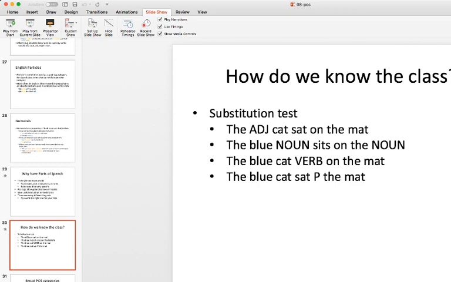And so you have to define the criteria differently, but in languages generally you can define things about the position of a word relative to other words. And you can define sort of substitution tests. So if you say something like, the adjective cat sat on the mat, then pretty much any adjective can be plugged into here. It's kind of a substitution test.